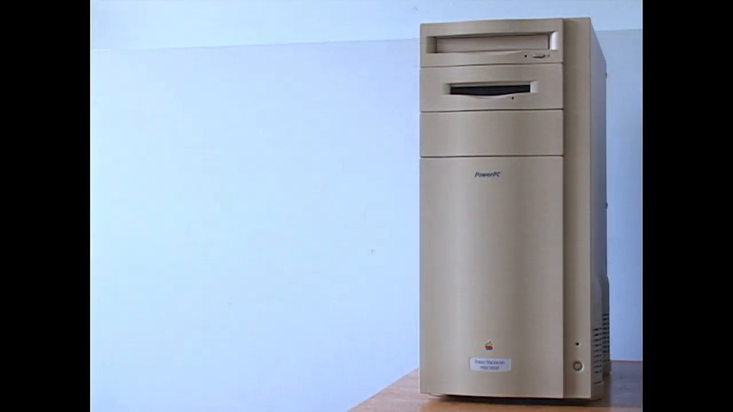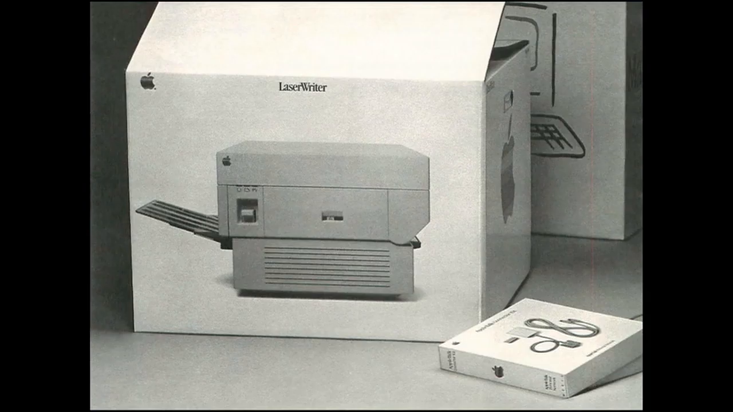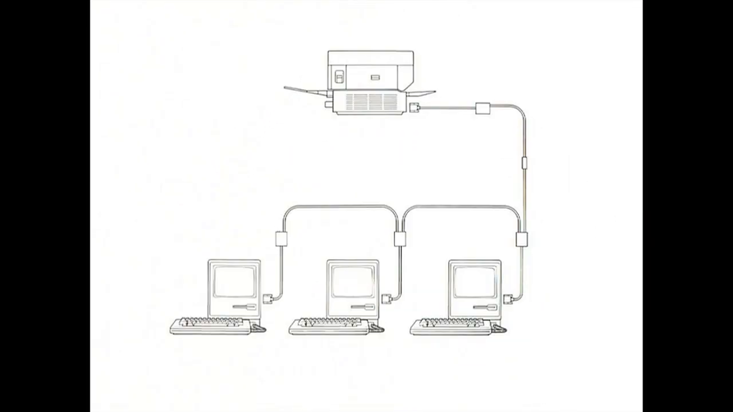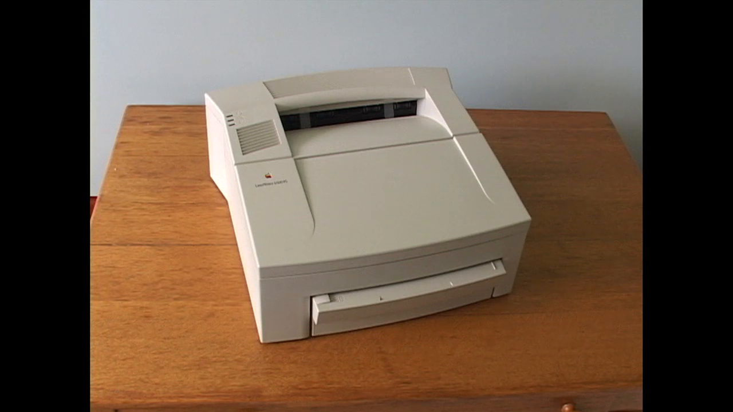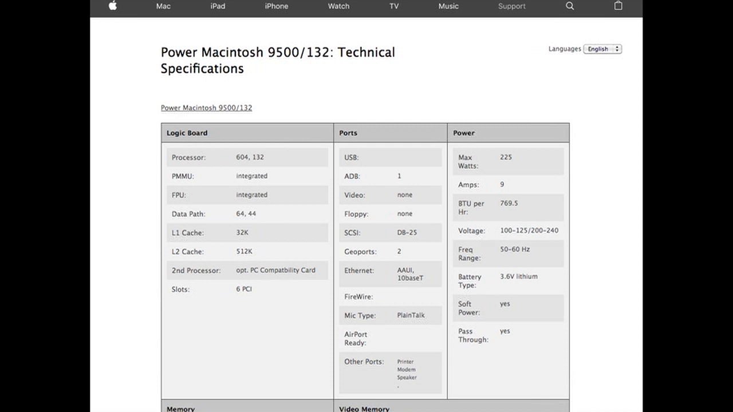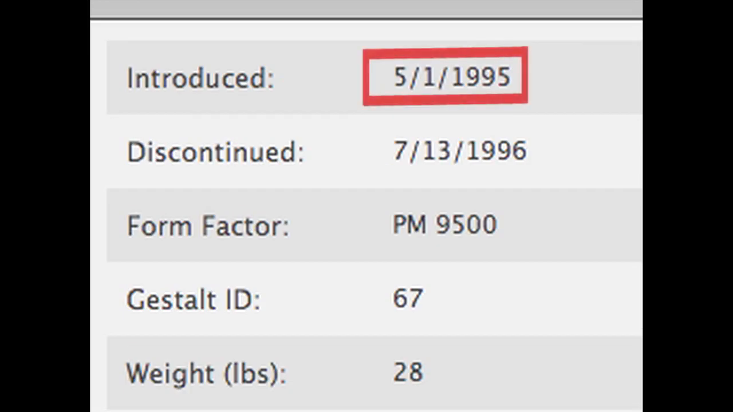The Power Macintosh 9500 was unveiled on June 19, 1995. It was unveiled at an event celebrating the 10th anniversary of Apple introducing the world to desktop publishing. And they also announced new and updated printers. They released this laser printer at the event, for example. But here's Apple's current online datasheet, where they apparently guesstimated that they released the 9500 on May 1st.